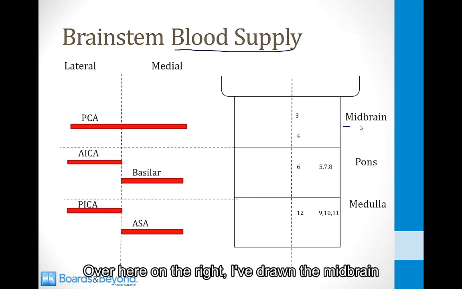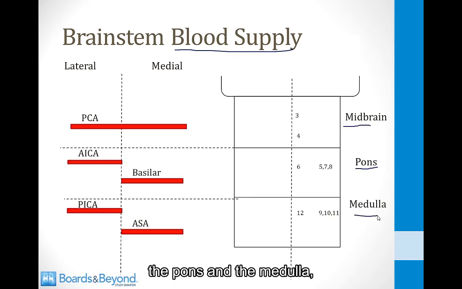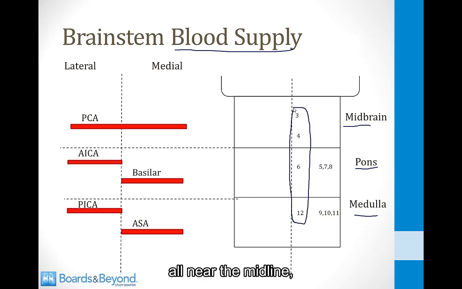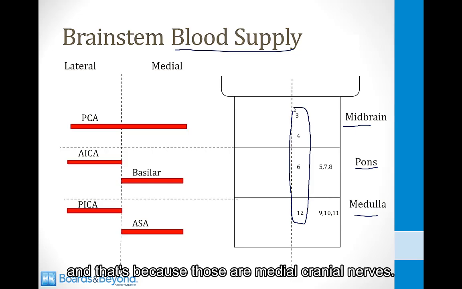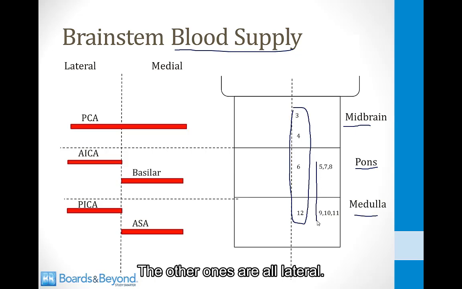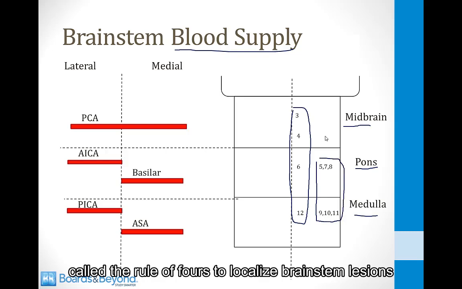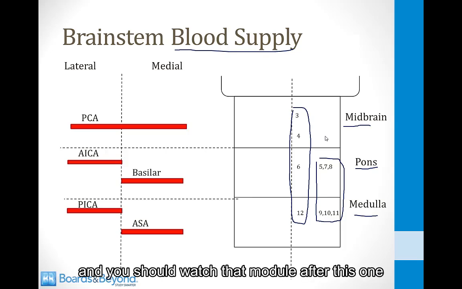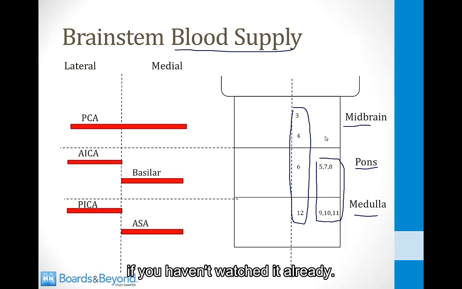This is the map I use to remind myself of the brainstem's blood supply. Over here on the right I've drawn the midbrain, the pons, and the medulla, and I've written the cranial nerves that you can find at each level. You'll notice that I've drawn 3, 4, 6, and 12 all near the midline, and that's because those are medial cranial nerves. The other ones are all lateral. In the module on the brainstem, I talk about how to use something called the rule of fours to localize brainstem lesions to the lateral or medial side based on the cranial nerves, and you should watch that module after this one if you haven't watched it already.